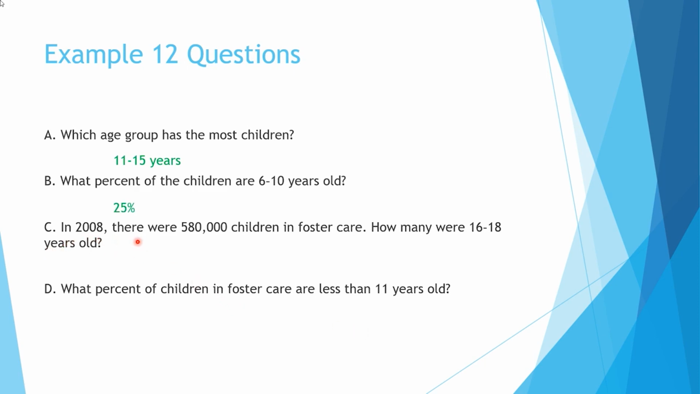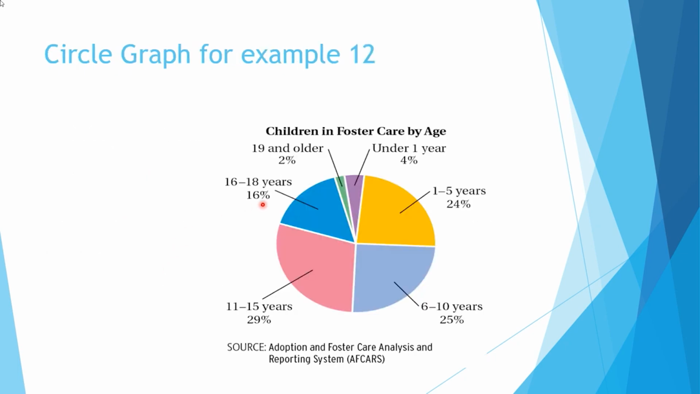In 2008, there were 580,000 children in foster care. How many were 16 to 18 years old? So here you're looking for the number of children, and you can figure it out because they do give you the total. So if I go back, 16 to 18, that's 16%.